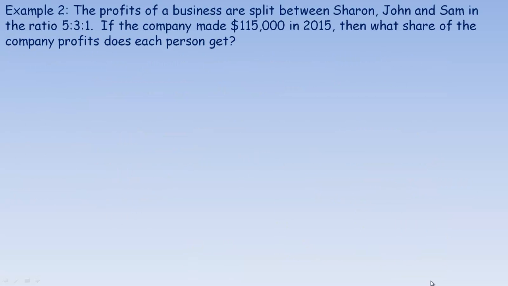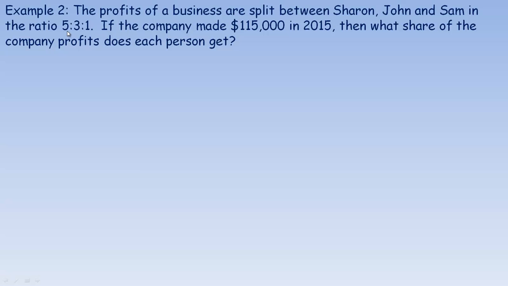On to the second page, and so here's the example with the business one. The profits of the business are split between Sharon, John, and Sam in the ratio 5 to 3 to 1. This kind of thing is often done if you have a business where not everybody contributes the same amount. If everybody contributed the same amount, then they probably would all get the same amount of income from the business. But if you contribute different amounts, the larger amount you contribute, generally the larger amount you get to collect.